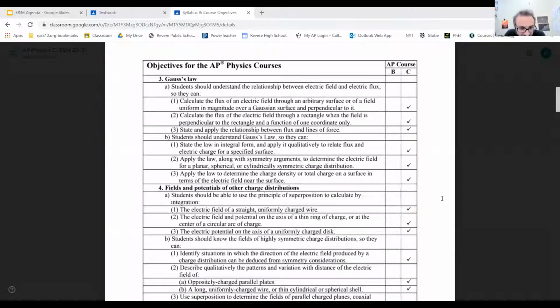And if you look at the objectives here on the screen under 3B, students should understand Gauss's law so they can, under number 2, apply the law along with symmetry arguments to determine the electric field for a planar, spherical, or cylindrically symmetric charge distribution. And those are the three super examples. The one that we're going to look at today is the first one, the planar charge distribution. So let's get started.